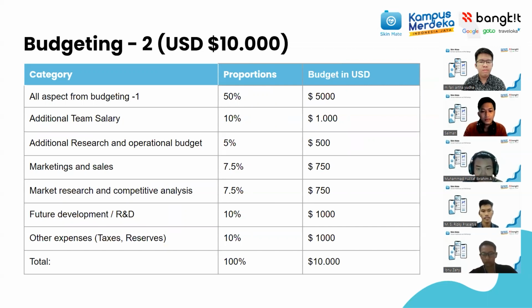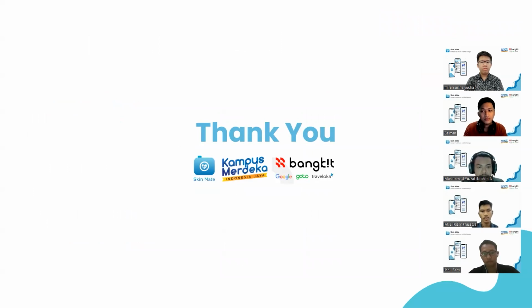750 US dollars. Market research and competitive analysis is 7.5% of the budget, 750 US dollars. Feature development proportion is 10% of the budget, 1,000 US dollars. Other expense proportion is 10% of the budget, in US dollars 1,000 US dollars. And the total proportion is 100%, with a budget in US dollars of 10,000 US dollars. Okay, and thank you.